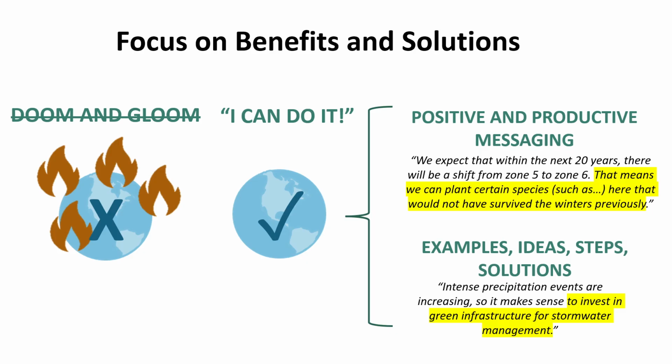highlighted here. An example of positive messaging is, we expect within the next 20 years there will be a shift from Zone 5 to Zone 6. That means we can plant certain species here that would not have otherwise survived in the winters previously. You can also list specific local impacts as reasons for why we might want to implement an action in response to climate change. This helps us to stay solutions focused and emphasizes how our actions may be a win-win that has multiple benefits. For example, maybe we want to increase diversity in our forests and to reduce the impacts of pests, diseases, and warmer temperatures.